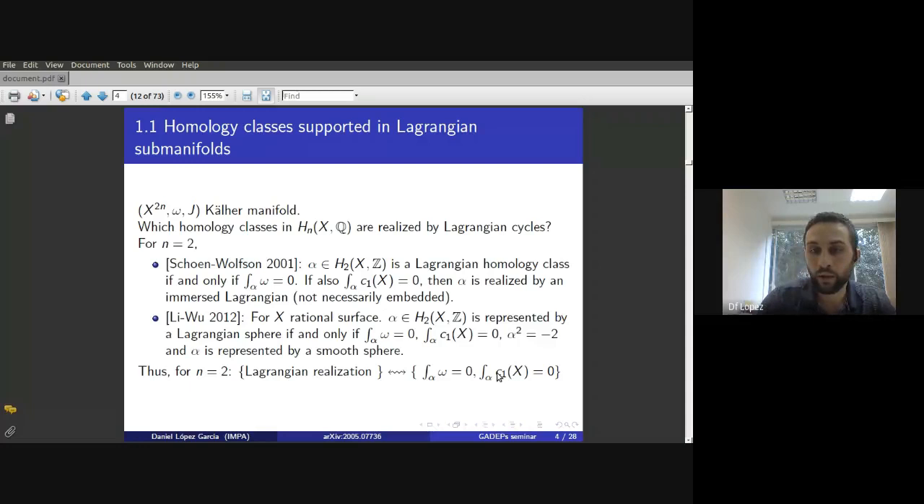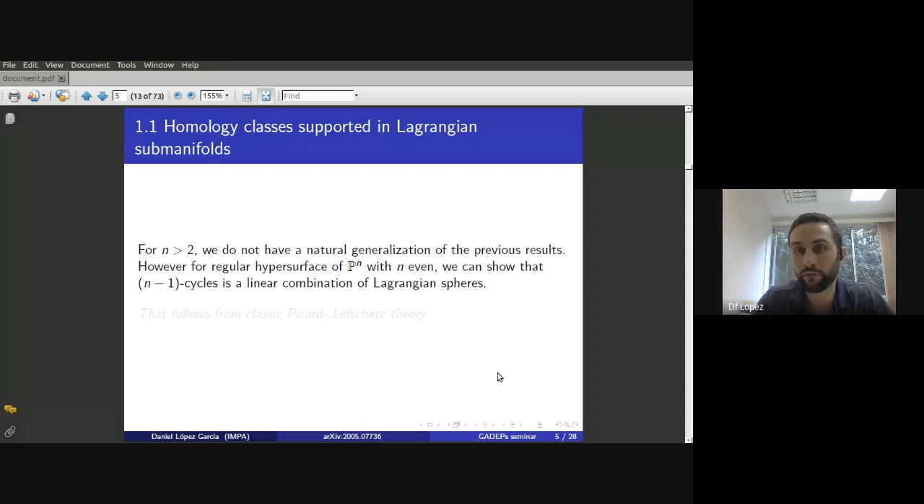For n bigger than two, we don't have a natural generalization because this integral is not well defined. However, for example, for a hypersurface of P^n with n even, we can show that any (n-1)-cycle homology class is a linear combination of Lagrangian spheres. And this result follows from Picard-Lefschetz theory. So this is a little motivation to use Picard-Lefschetz theory in approaching the first question.